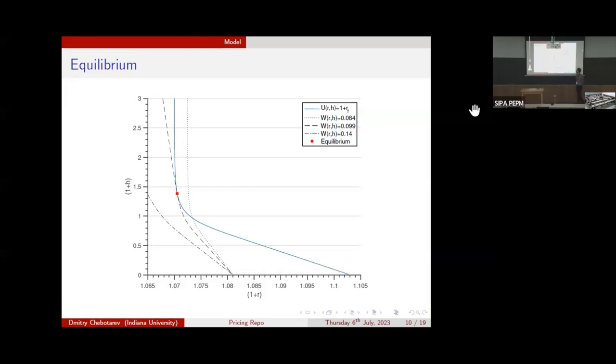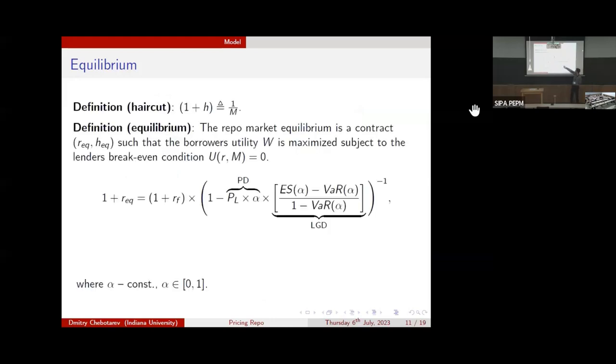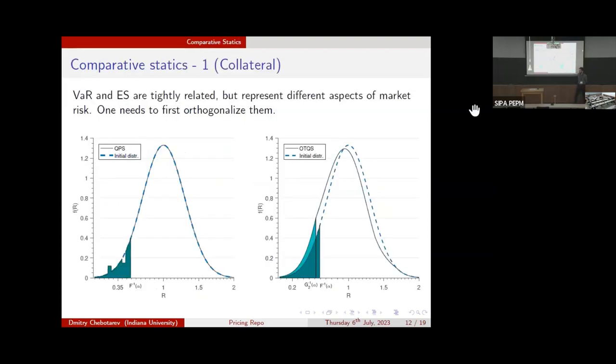So, coming back to the equilibrium, that's how it will look. This is the equilibrium right here. And there is some intuition behind it, but what is important for us is there is no trace of the distribution of the collateral, except for what is summarized by expected shortfall and value at risk. So this is important for us. So expected shortfall and value at risk are, in this case, sufficient statistics.